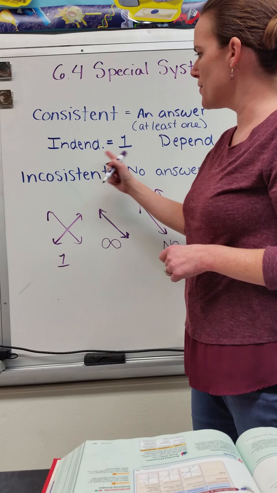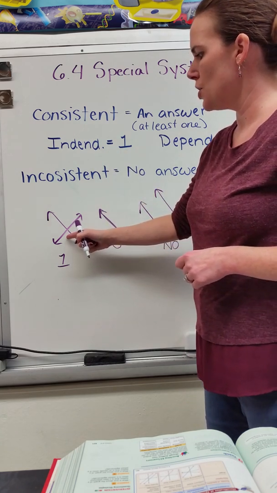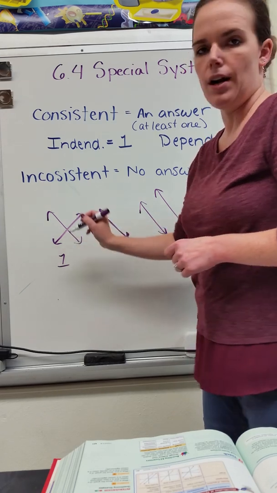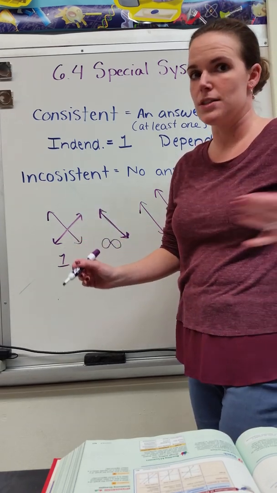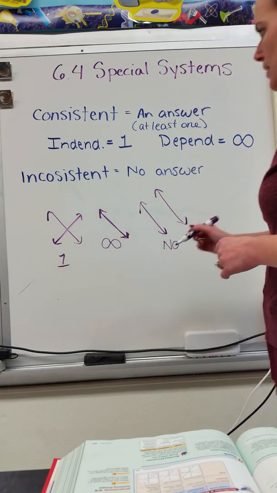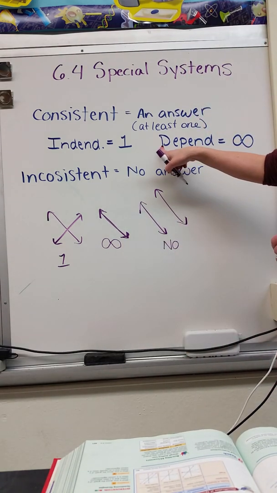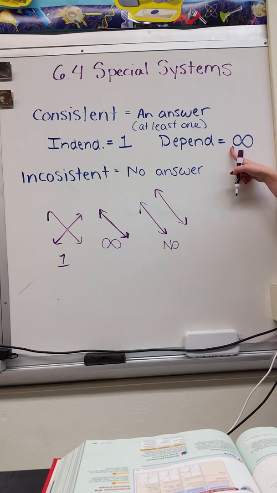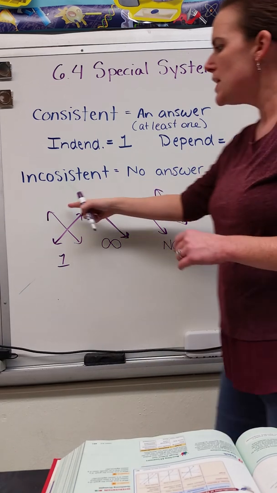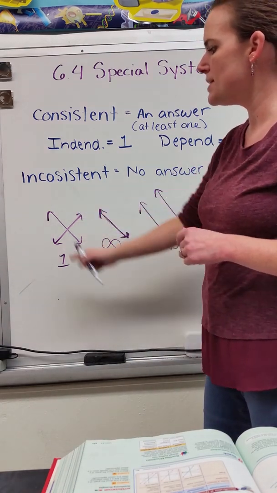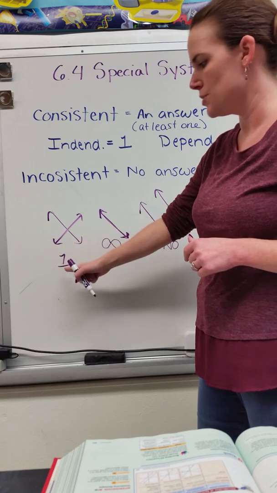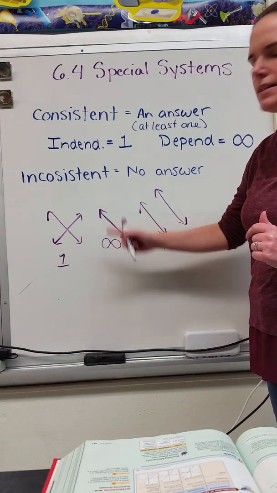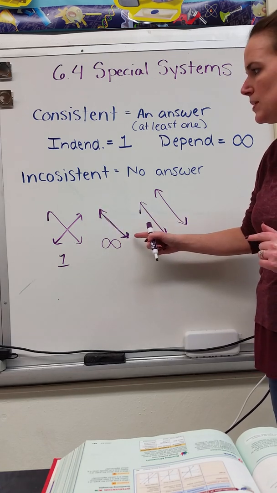Independent is where there's one answer. So this situation is called independent. I always think one because one answer, you're independent. Then if you're dependent, that's this situation. It's where there's infinitely many answers. So both of these are consistent, but this one is consistent and independent because there's one answer. This one is consistent and dependent because there's infinitely many answers.